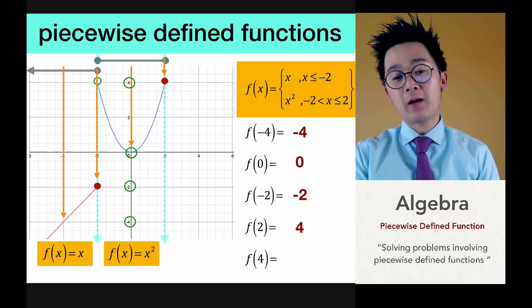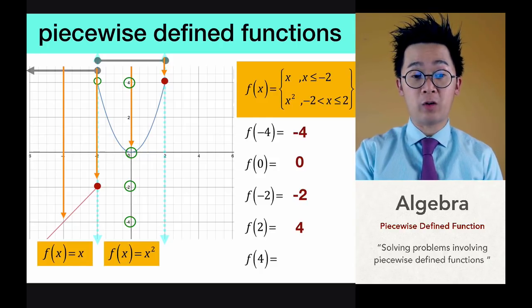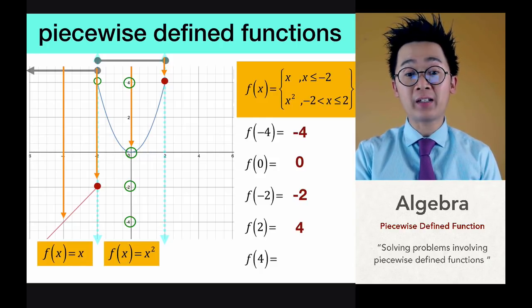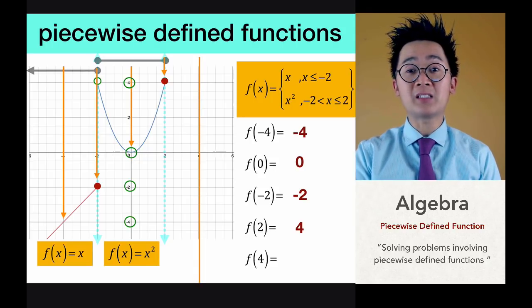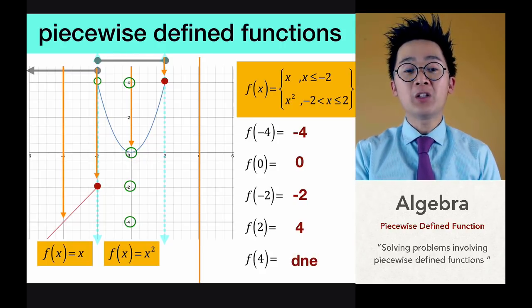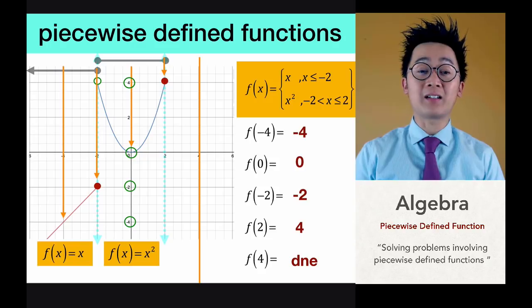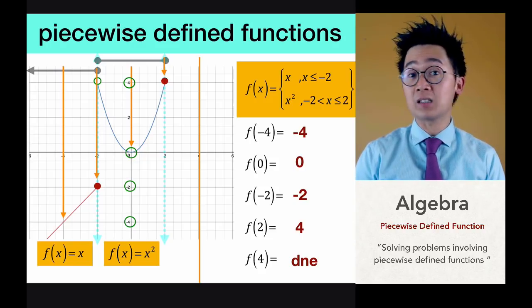Now, the last example, which is f of 4, we're finding the value of y at x equal to 4, and you will notice that there's no value of y at x equal to +4. So in this case, f of 4 does not exist.